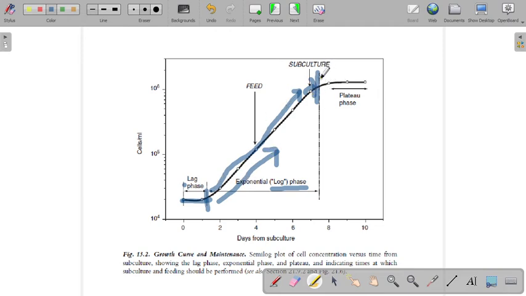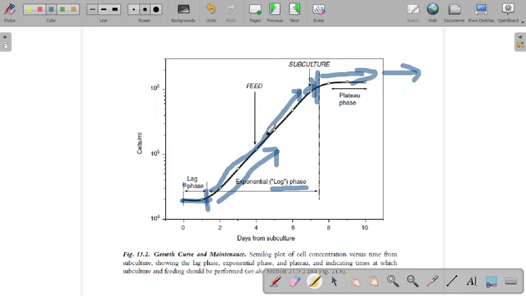So once they reach confluency, there is a stationary phase. It is a plateau phase or stationary phase. There the division stops, and the cells try to degenerate themselves, or morphologically they deteriorate.